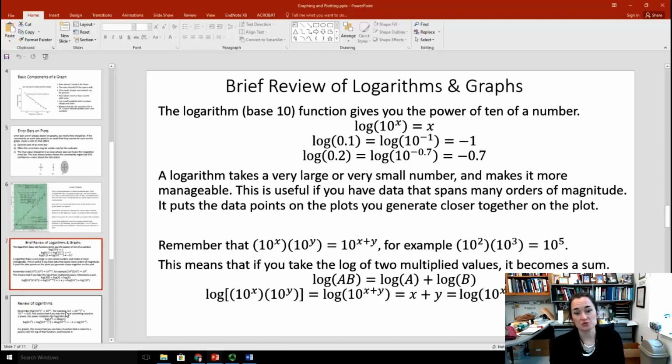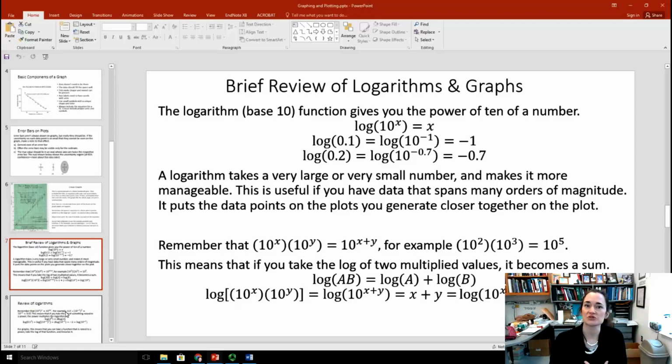Now there are some rules for powers. For example, if you're multiplying 10 to the x times 10 to the y, then that's 10 to the x plus y. So for example, 10 squared times 10 cubed is 10 to the fifth. So if you take the log of two multiplied values, then it becomes a sum. So the log of AB is equal to the log of A plus the log of B. And then the log of 10 to the x times 10 to the y is the log of 10 to the x plus y, which is equal to x plus y. All right, so all that in review, I hope.